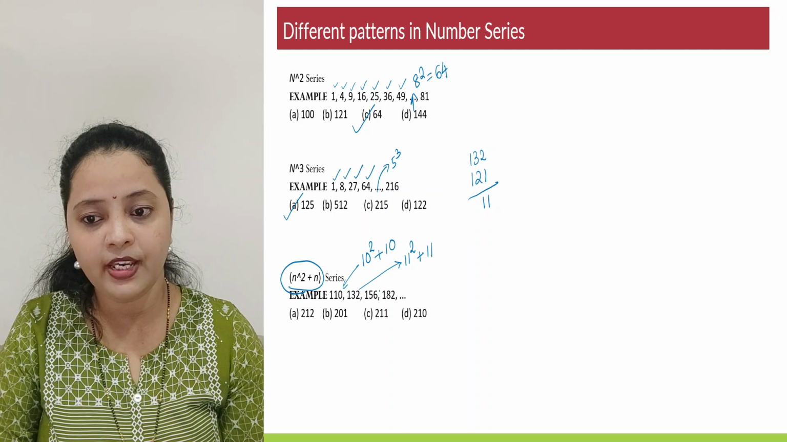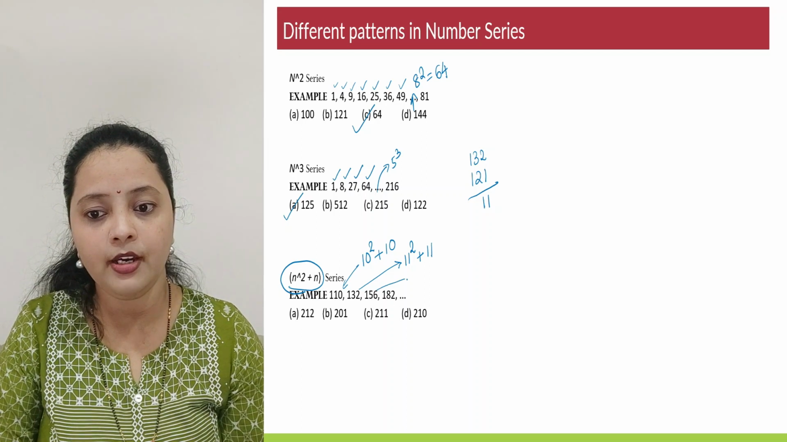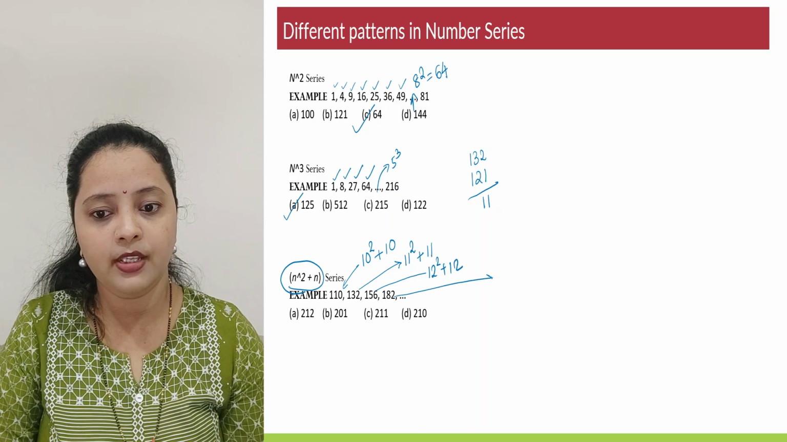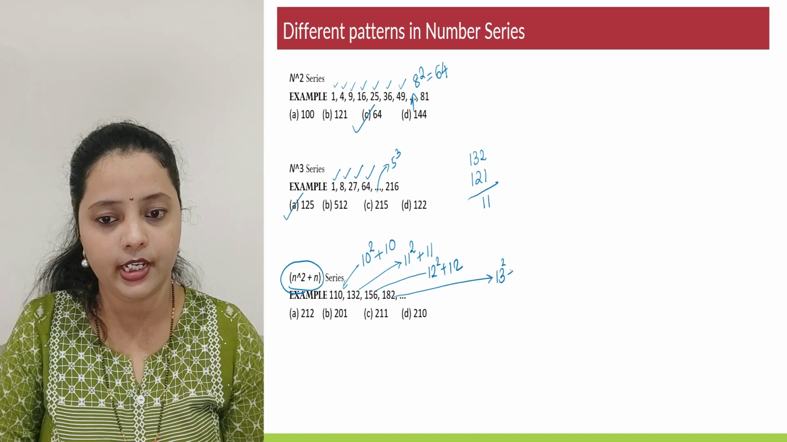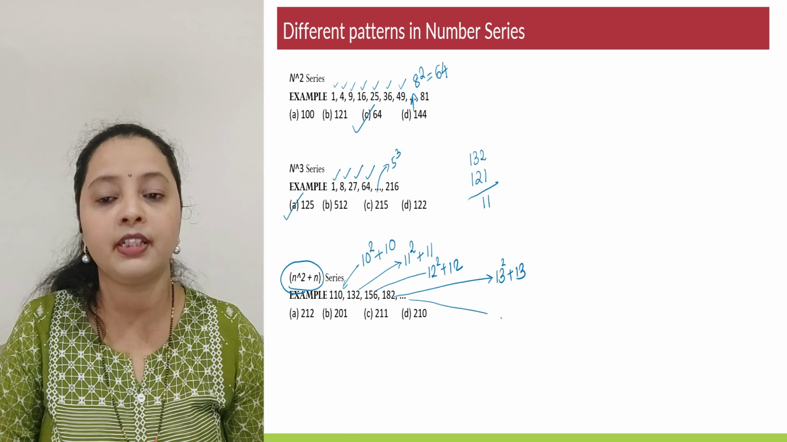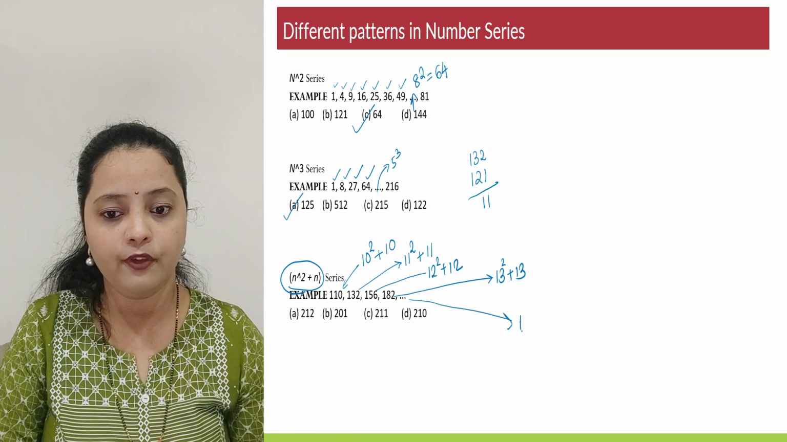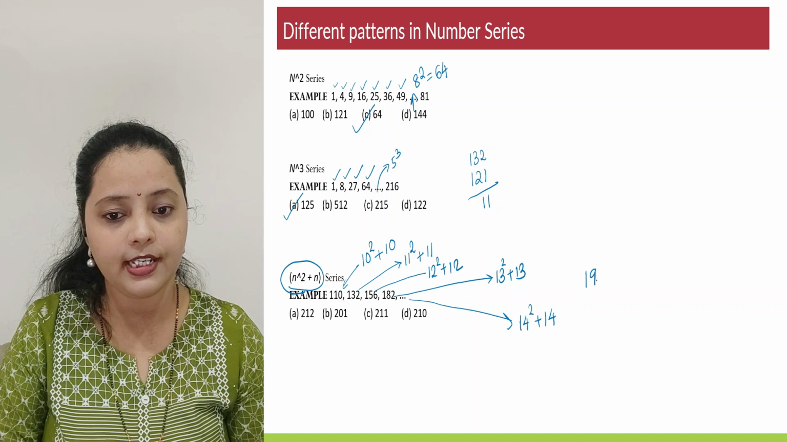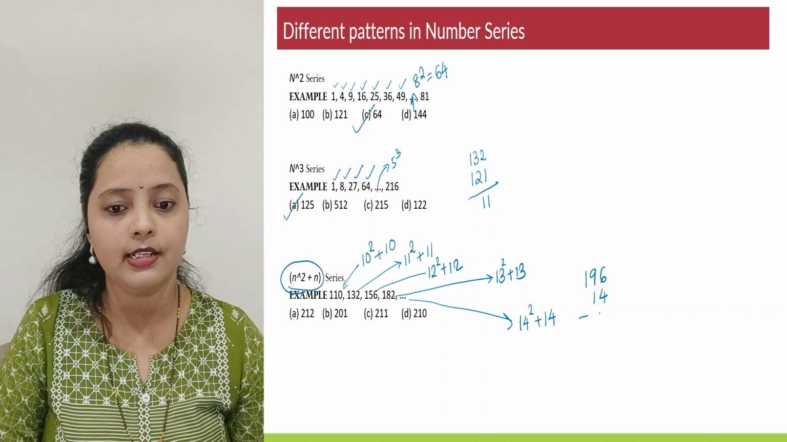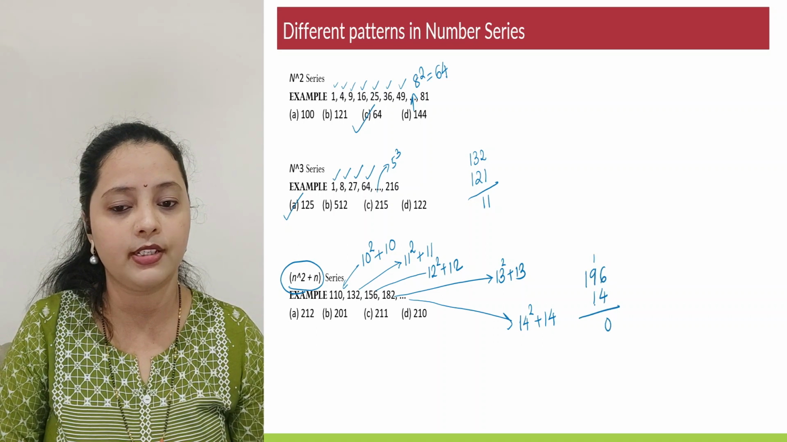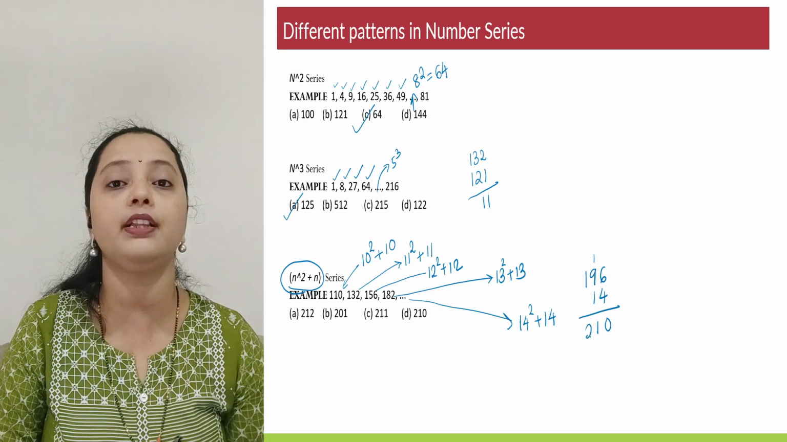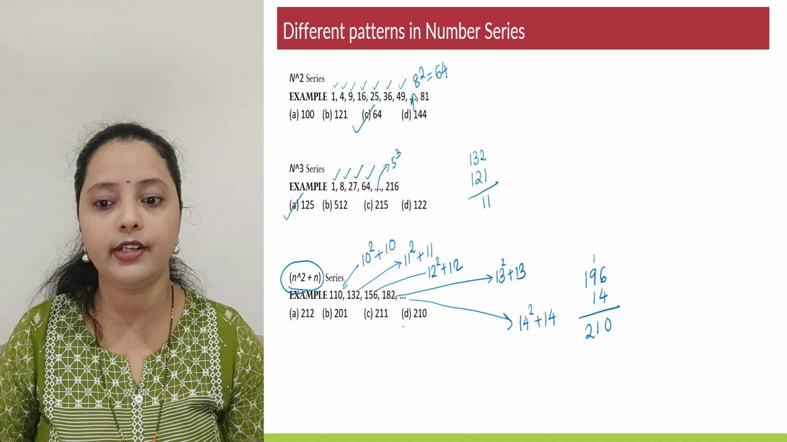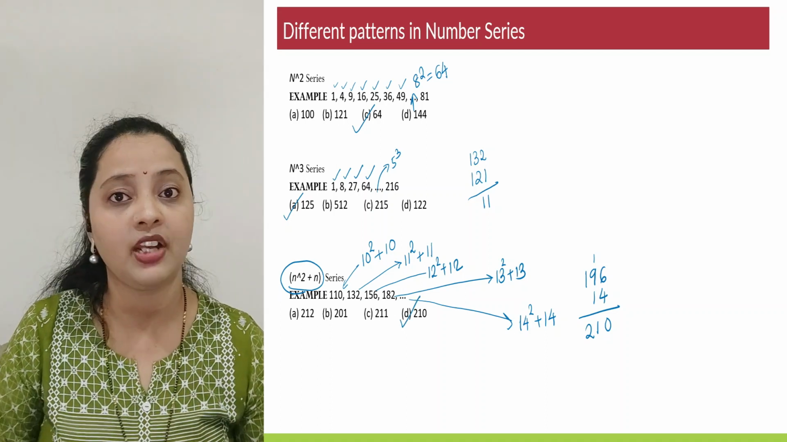So next number should be, if it's 10, 11, this should be 12 square plus 12. The next one should be 13 square plus 13. That means the unknown number that I'm looking for should be 14 square plus 14. 14 square is 196 plus 14. Let's add this. 6 and 4 is 10. 9 and 1 is 10 plus 1 is 11. Carry 1, that gives me 2. So our correct answer to this question would be 210. That is option D. Idea clear?